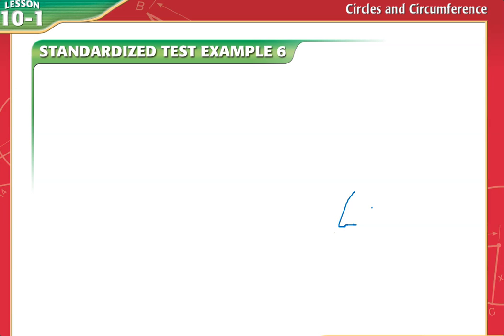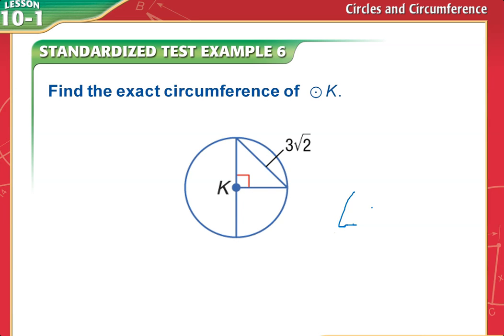Okay, then we have a standardized test example here. We're trying to find the exact circumference of circle K. What we probably need to notice is that this side is going to be called a radius because it starts at the center and has an endpoint on the circle. But this height of the triangle also is a radius, and remember the radius is the same. So probably by the Pythagorean theorem, r squared plus r squared is going to equal the hypotenuse squared. And this is the hypotenuse.